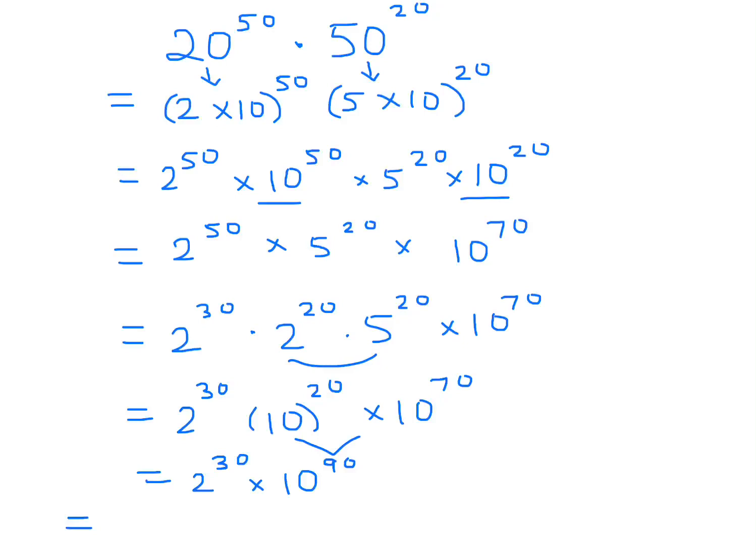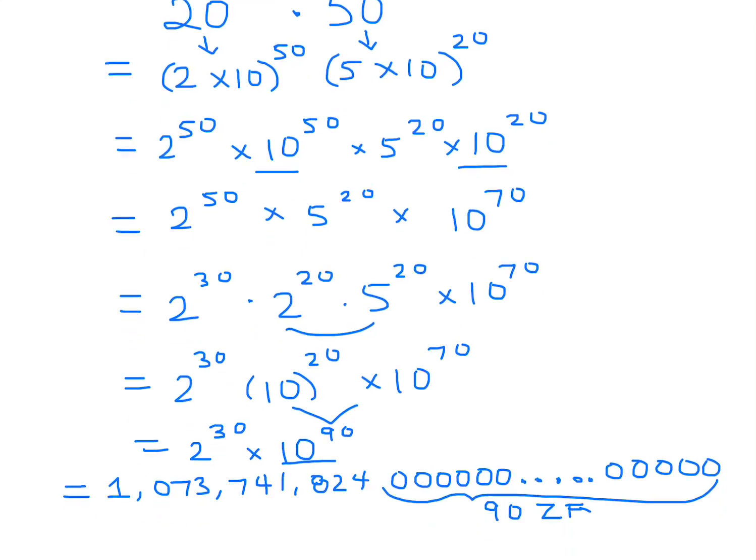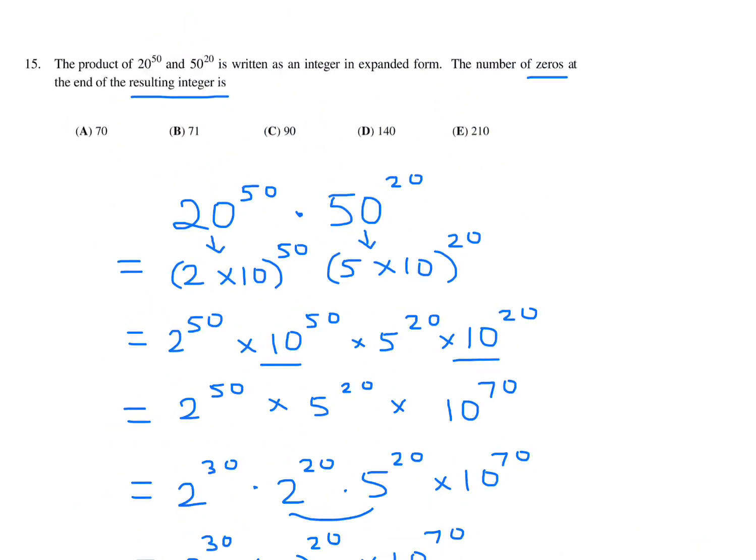Well, 2 to the power of 30 is some big long number. It's not really important what it is, but I'll just write it out. Some very, very large number. And then followed by 10 to the 90. So essentially, you've got all these zeros. 0, 0, 0, just keeps on going. And they're asking, how many zeros are there? Well, it's 10 to the 90. So there's 90 zeros. And let's see, what is that? It's choice C in this question.